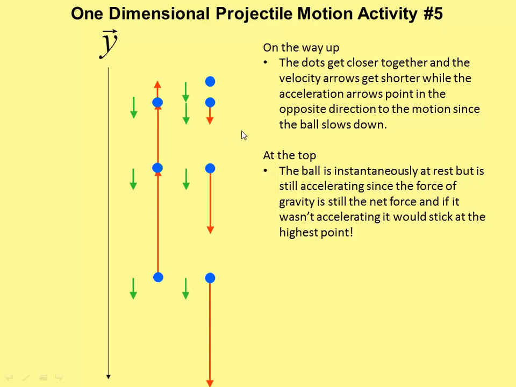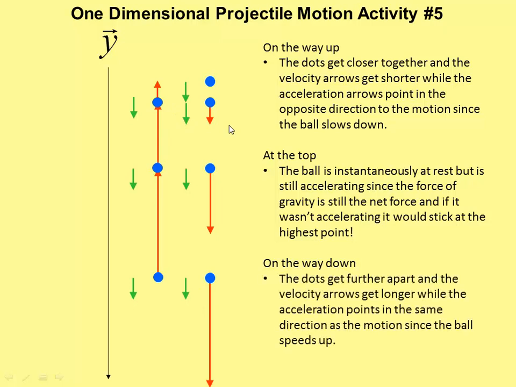On the way down, on the other hand, the dots are getting further apart. The velocity arrows are getting longer and longer. And notice now the acceleration points in the same direction it's moving. All three of those things are indications that the ball is speeding up. Dots getting further apart, velocity arrows getting longer, and acceleration arrows pointing in the same direction it's moving. There's a whole heck of a lot going on in this case.